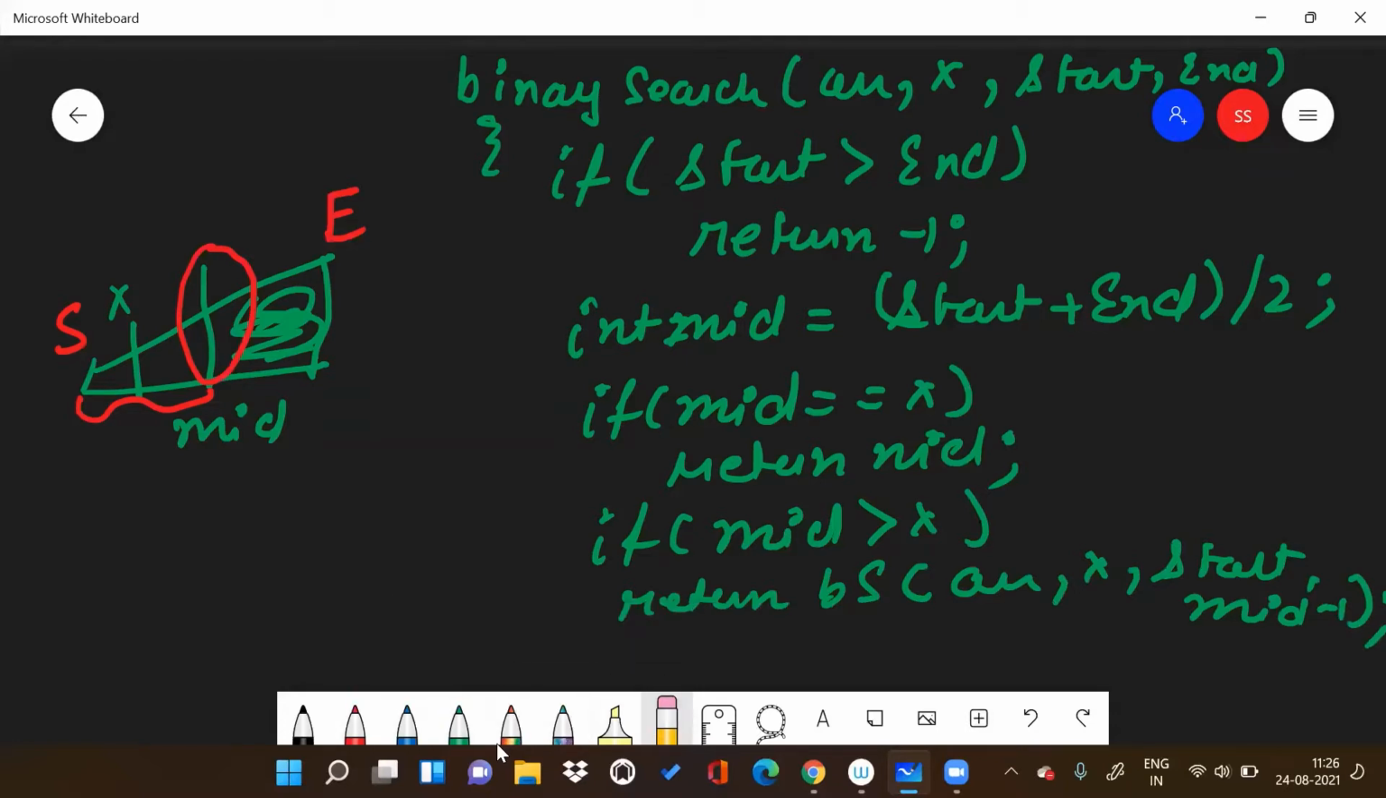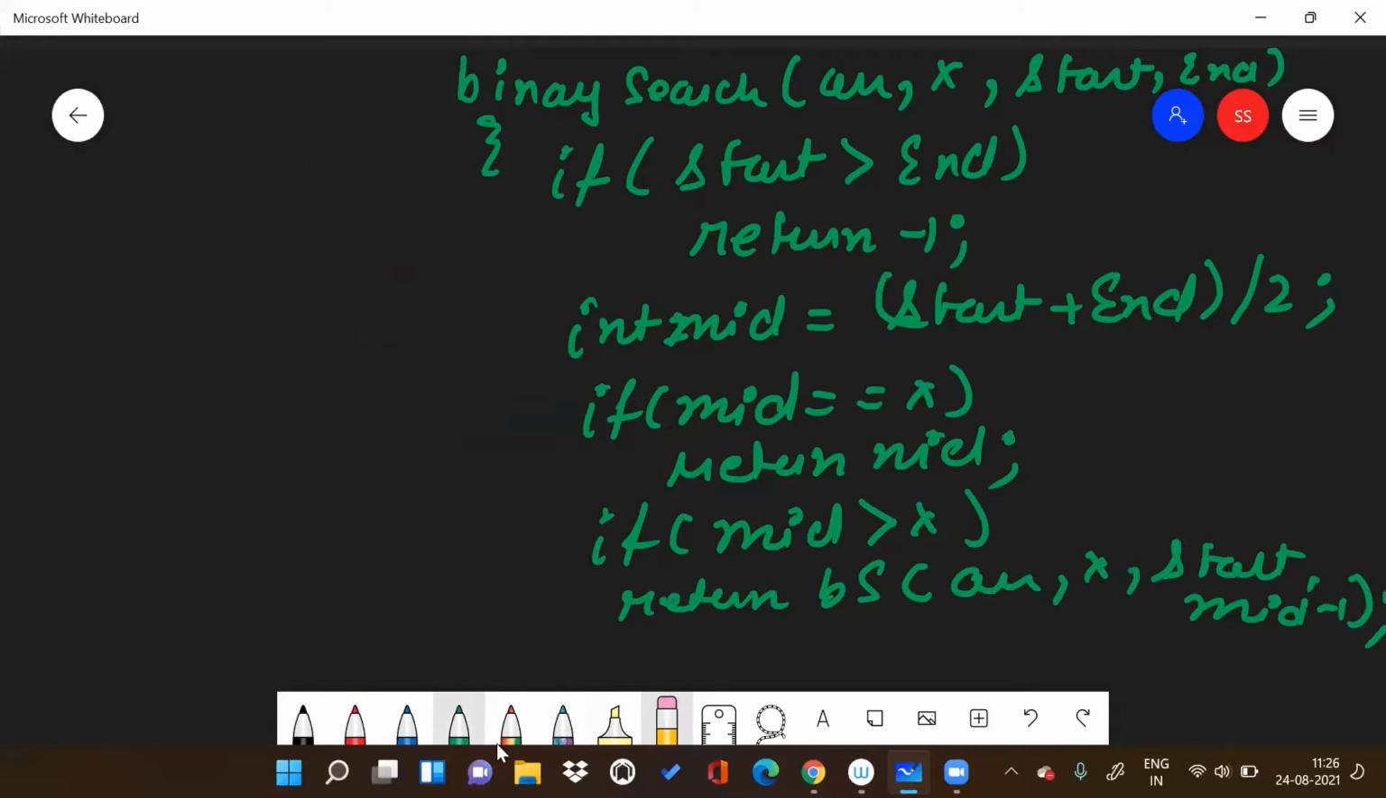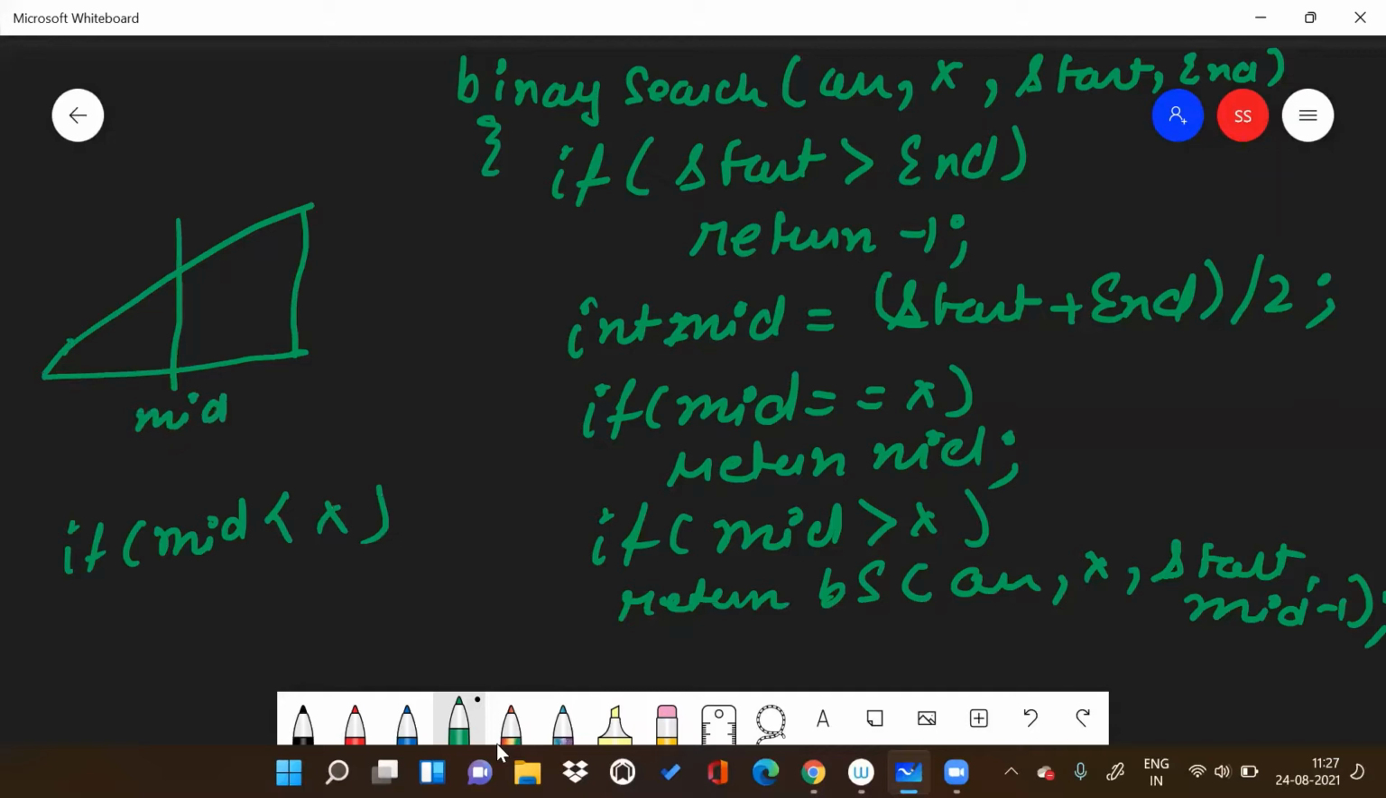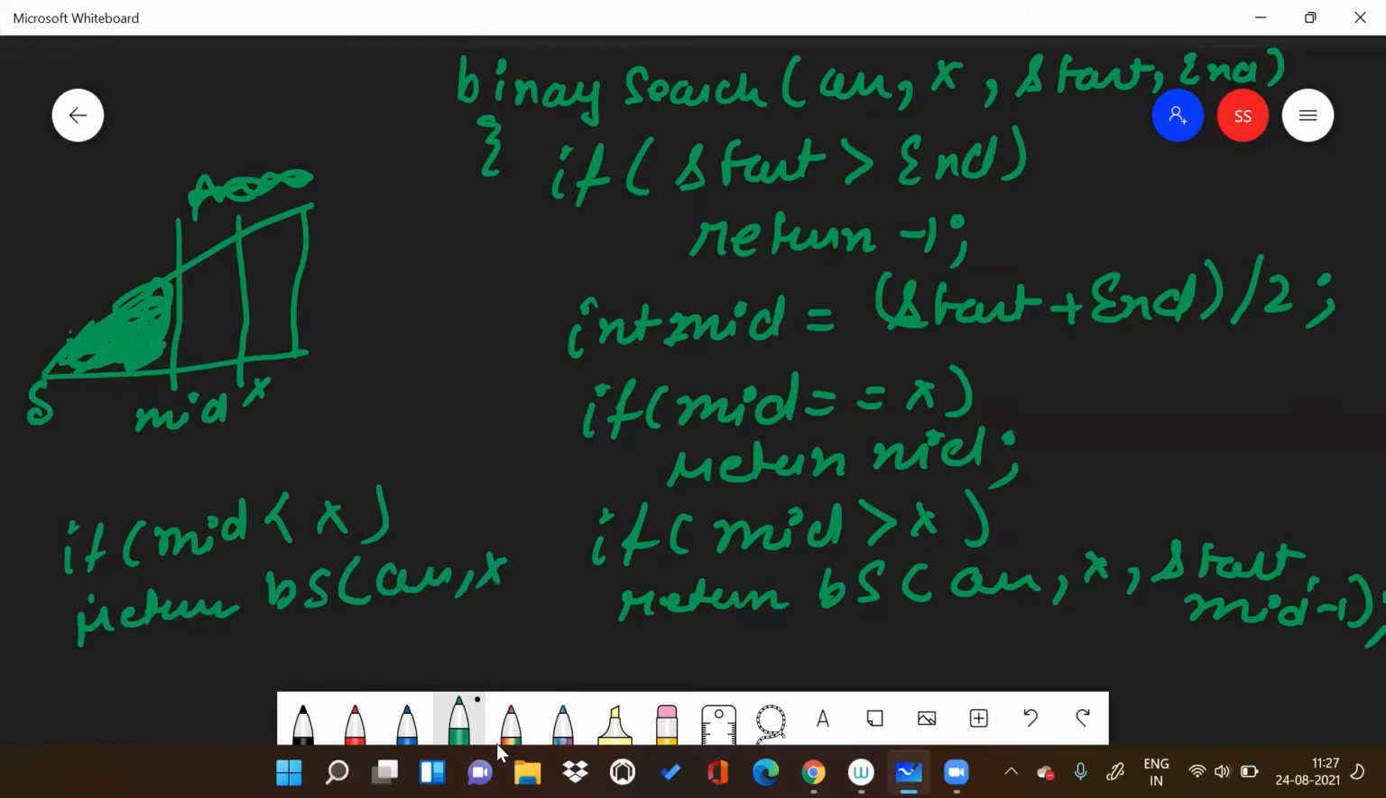So what was the last case? The last case would be if mid is actually less than X. So let's again understand graphically. If your mid was somewhere over here and your X is over here, so your X this time is greater than the mid value. So definitely your search space would be this now, and this can be neglected. We don't want this, right? So this time your start should actually be changed. So we would return binary search array, X, and we would say mid plus 1 till end. And that's the end of the code.